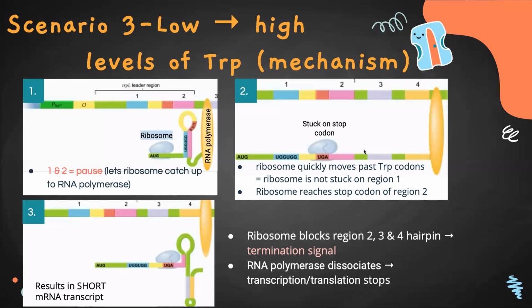And on the other hand, for RNA polymerase, there's nothing stopping that from moving on. So it continues on to transcribe region 4. And since region 3 could not bind to region 2 because of the ribosome, that leaves 3 open to bind with 4. So that's what happens here. 3 binds with 4, and that is the attenuation signal.